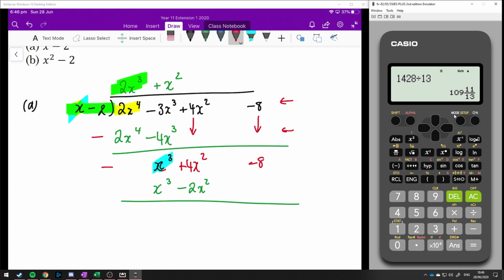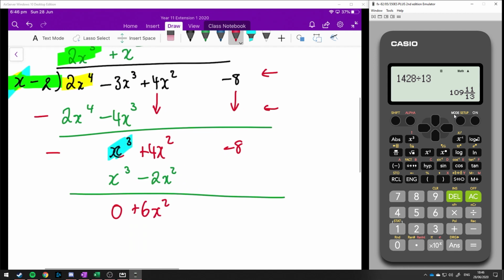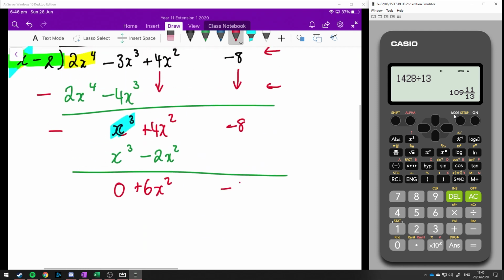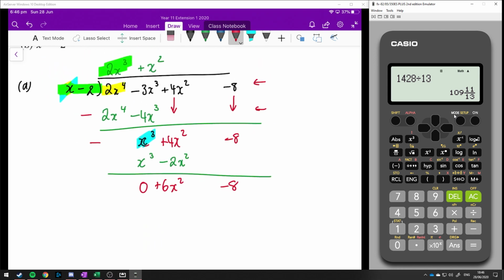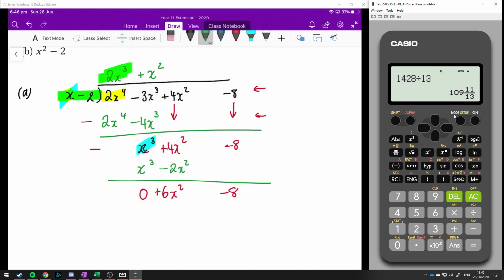So x cubed minus x cubed is equal to 0. 4x squared minus minus 2x squared is plus 6x squared. And then minus 8, take away nothing, is just minus 8. Okay, and then we get this new polynomial like this. We're going to repeat the steps again, and we're just going to continue doing this. Again, I don't need that 0 or plus because we don't need it to start.